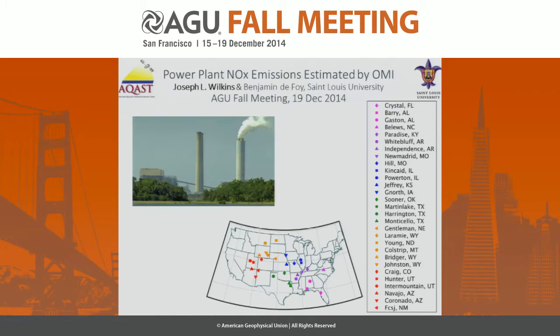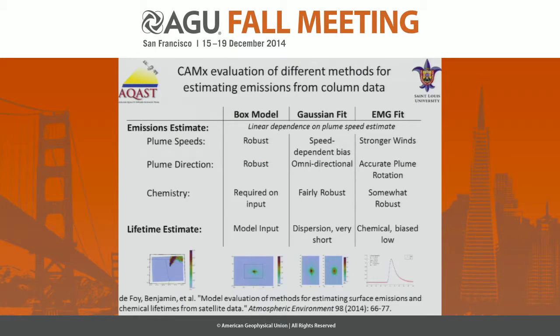So to get into the talk of today, which is power plant NOx emissions estimated by OMI, we first looked into this case and realized that OMI data can be messy sometimes. So we had to generate a synthetic case, so to speak. We generated our own data using the CAMx model. With this model, we have the exact emissions and the exact lifetimes that we input into the model, so we can tell exactly where our methods of estimation break down and what the limitations are of what we can accurately say with those methods.